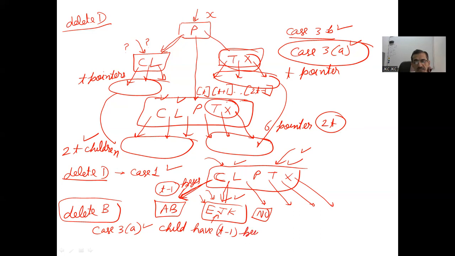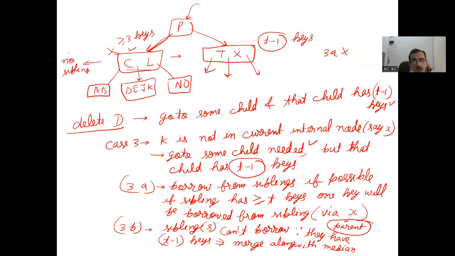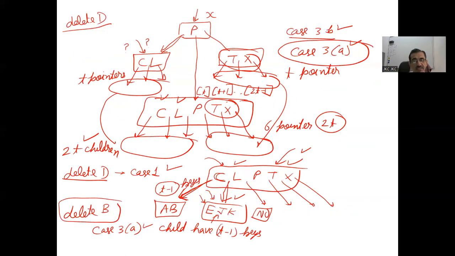So this is case 3A. Just see what we wrote, case 3A: I'm supposed to borrow from a sibling. Ultimately, first I will say it is case 3 and then 3A. Why? We will understand. So initially it is case 3: the child has T minus 1 keys.